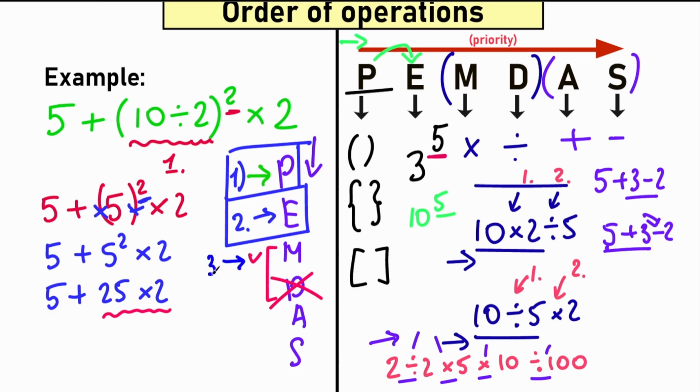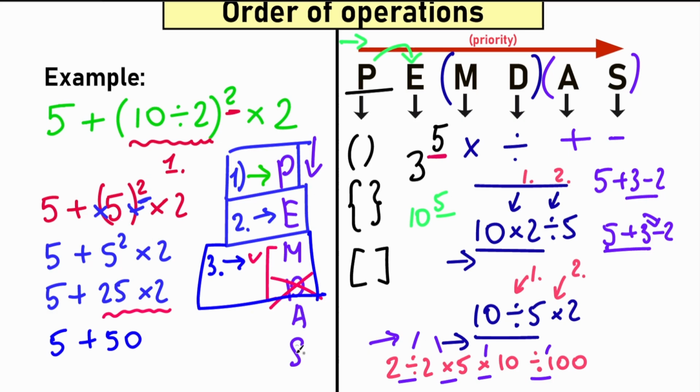So saying in other words, multiplication is all the time before addition and subtraction. So we have 5 plus 25 times 2 equal to 50. And as you can see, we complete this third part. We have multiplication, we don't have division, so we can easily cancel it.